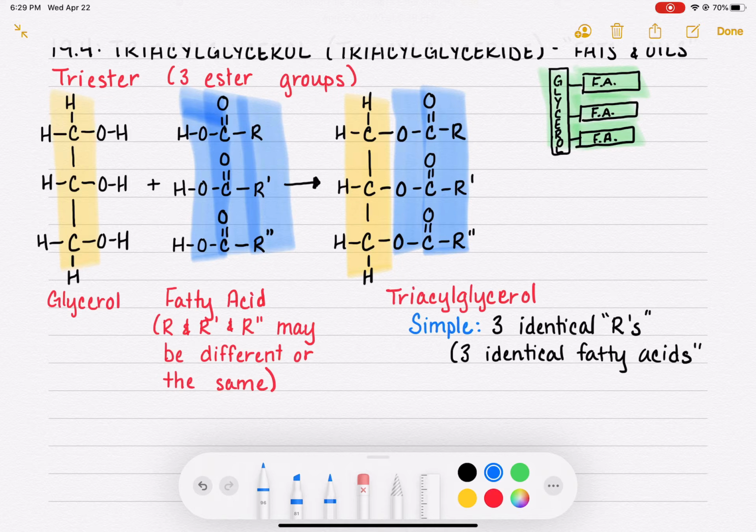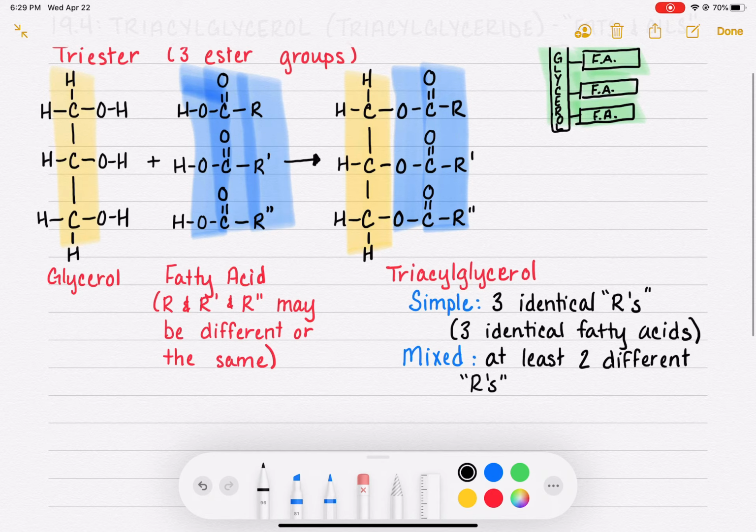And then our other option, of course, is if they're not all identical. So then we would call it mixed. And if it is a mixed, it has at least 2, maybe all 3 different R groups on the glycerol. So this one would be a mixed triacylglycerol, from 2 or 3 different fatty acids.